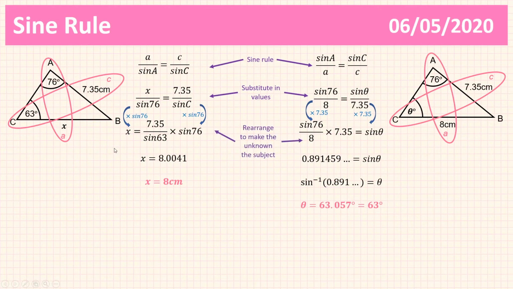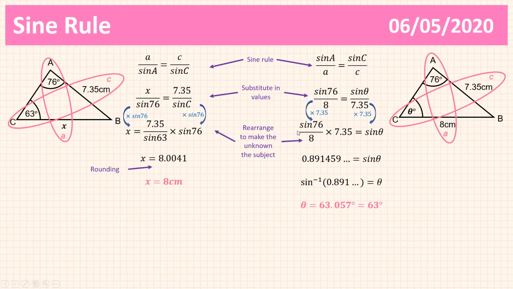So on the left hand side, we've multiplied both sides of the equation by sine 76 to make x the subject of the equation, and on the right hand side we've multiplied both sides by 7.35 to make sine of theta the subject of the equation. Now on the left hand side we've just done a bit of rounding and got our answer. On the right hand side, however, we've had to do a couple more steps.